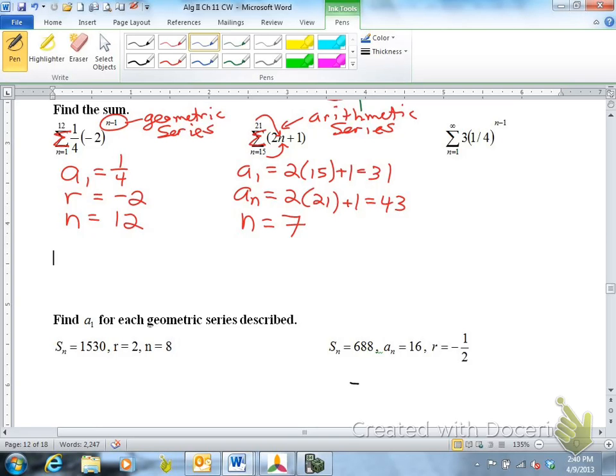And then see if you can do this one, which is the infinite geometric series. Is the infinity on top. How did you find this?